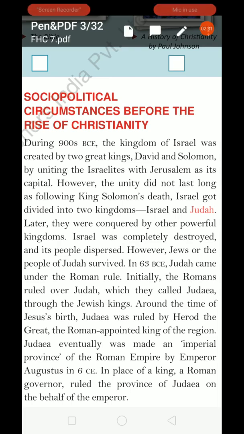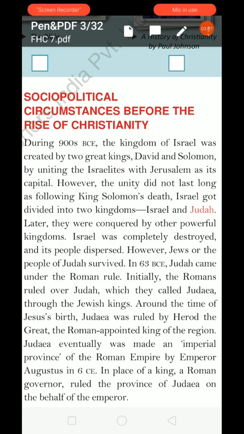However, the unity did not last long, as following King Solomon's death, Israel got divided into two kingdoms. Number one is Israel and second is Judah. What is the name of the second? Judah.